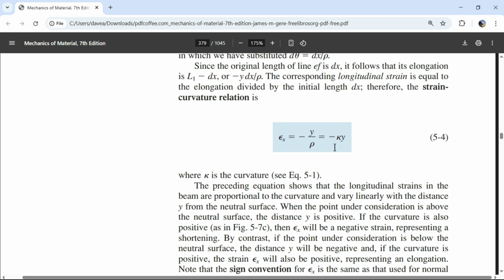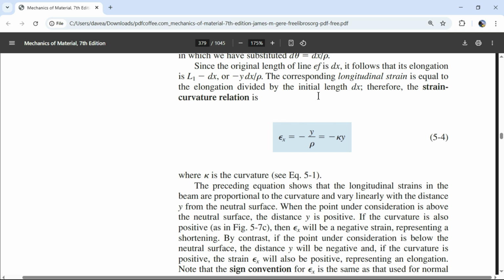If our curvature is negative, we just flip it this direction. My y direction is still up, so this is a positive y, negative curvature, and a negative sign. So negative, negative, positive. That's going to be a positive value for strain. And so if we have a curve this way and I go up in the positive direction, we're going to get tension, an increase in length. The length's going to lengthen.